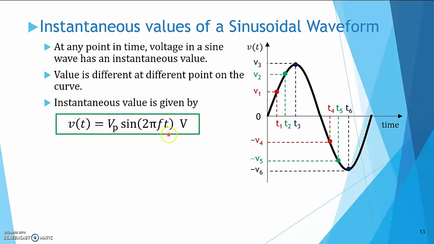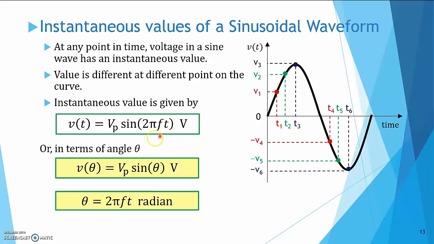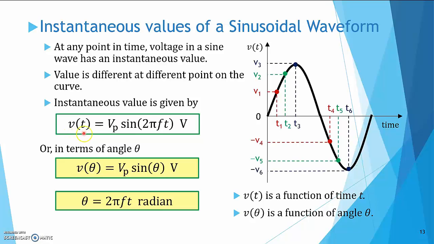If 2πft is replaced by θ, the general equation of a sine wave can be written as this. V(t) is the instantaneous voltage at time t, or we say that V(t) is a function of time. Similarly, V(θ) is the magnitude of the sine wave at angle θ, or we say that V(θ) is a function of angle θ.